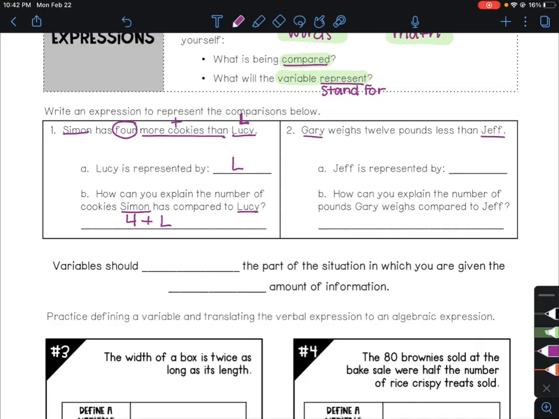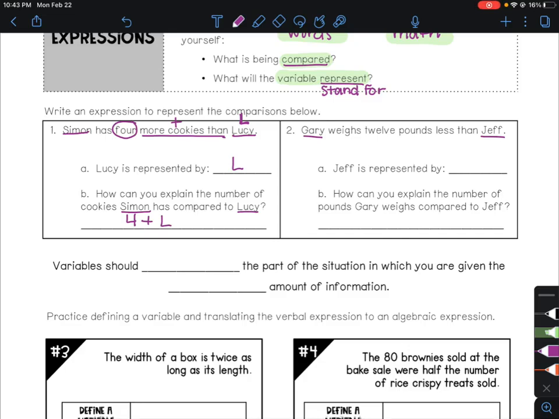And what you can do with this expression is figure out, no matter how many cookies Lucy has, how many Simon has. So if you say, oh, Lucy has 10, then 4 plus 10 gives you 14 for Simon. Or maybe Lucy has 100 cookies. Simon has 4 more than that, so he has 4 plus 100, which is 104. That's how that expression would be used.